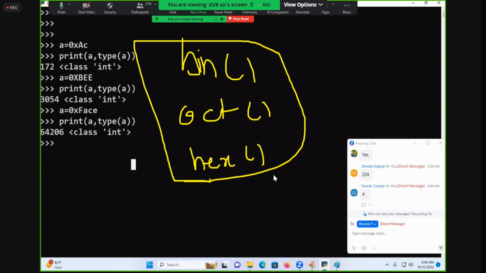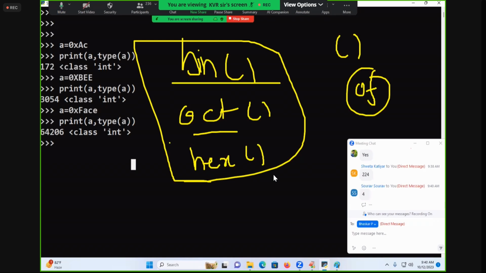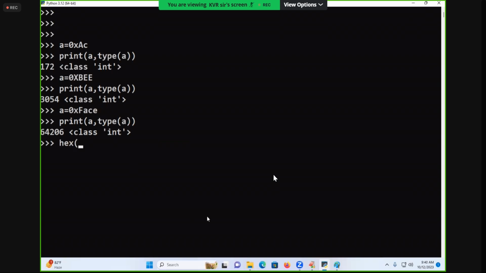What are the three conversion functions? bin(), oct(), hex(). You have to speak of what? Off. Come on, spell out. bin(), oct(), hex(). Now convert. hex of 172. Hex of what? 172. What is the answer?